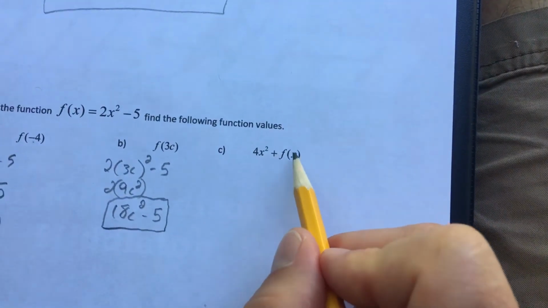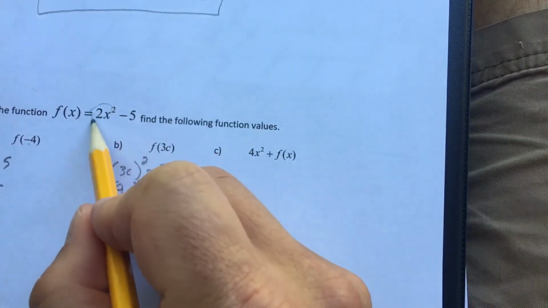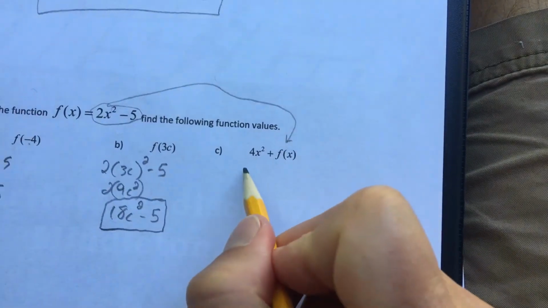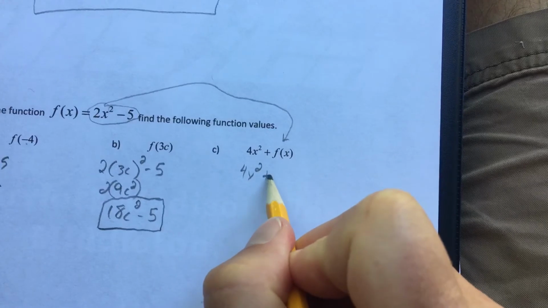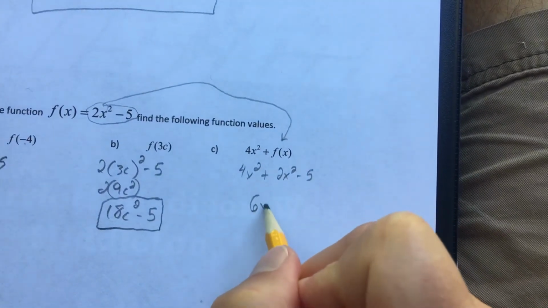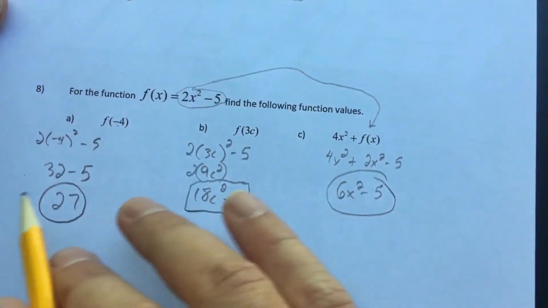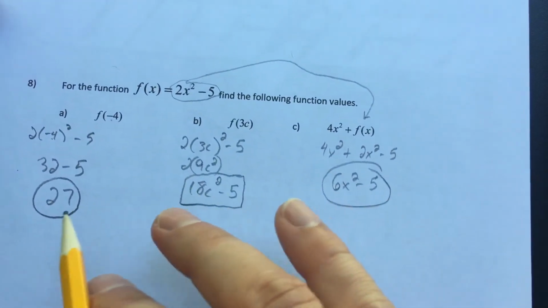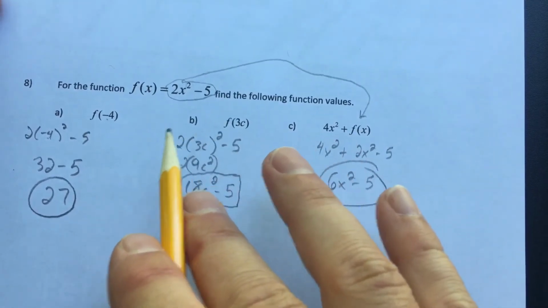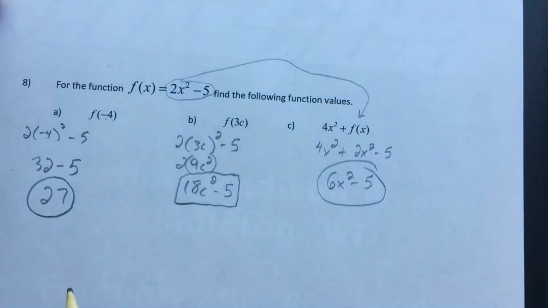And this one, again, a little weird. We have 4x squared plus f of x, and you might wonder, what do I do here? Well, they told us what f of x is. It's 2x squared minus 5. So we're just going to put that in for f of x. So 4x squared plus 2x squared minus 5. And if we combine that, we get 6x squared minus 5. So again, if you're saying, wow, that seems really simple, it is. You just have to let go of some of the things you were taught before that made it seem really complicated. It can be quite simple if you allow it to.